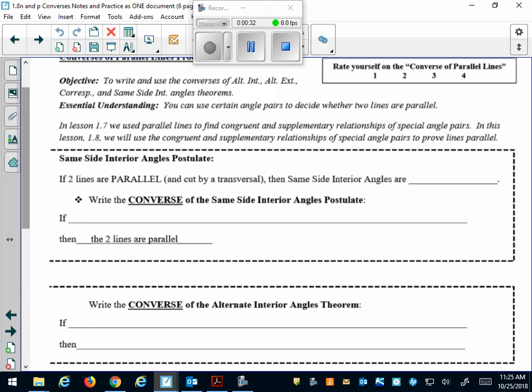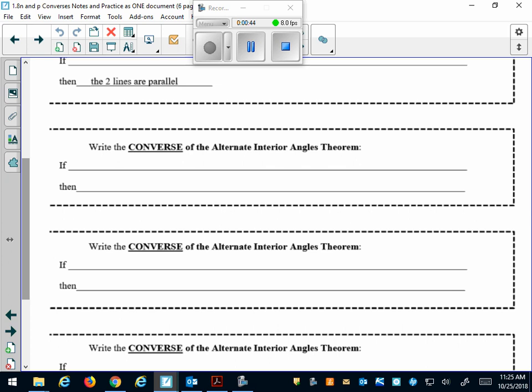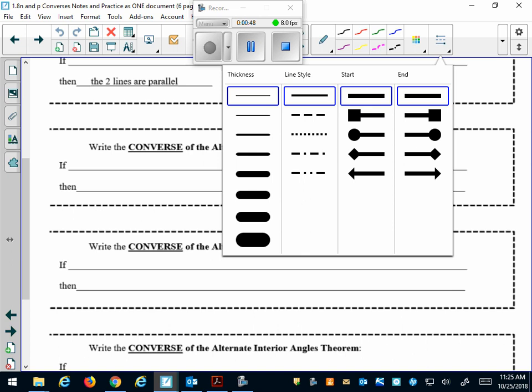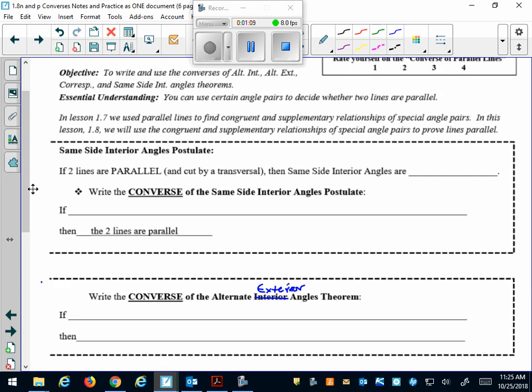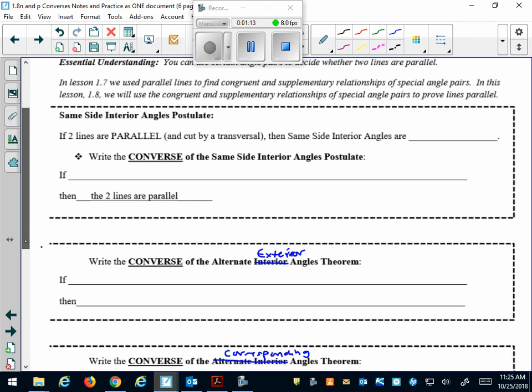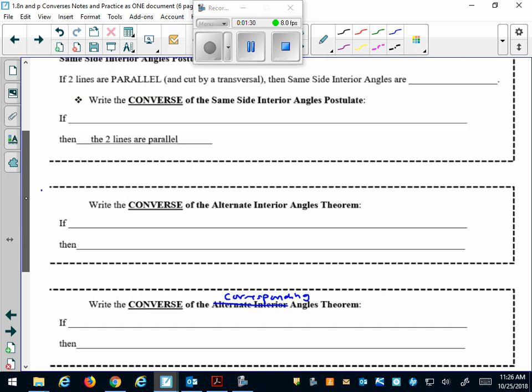Okay, so you just need to change it so that you've got one that says same side interior angles postulate, one that says alternate interior angles theorem, one that says alternate exterior angles theorem, and one that says corresponding angles theorem. So you've got same side interior, alternate interior, alternate exterior, and corresponding. It doesn't matter what order they're in.